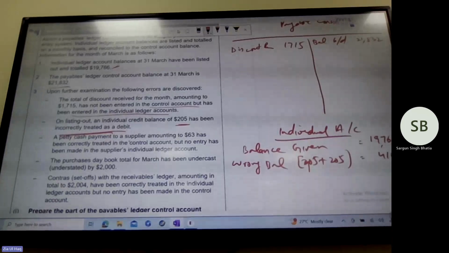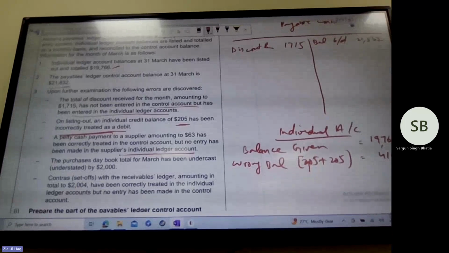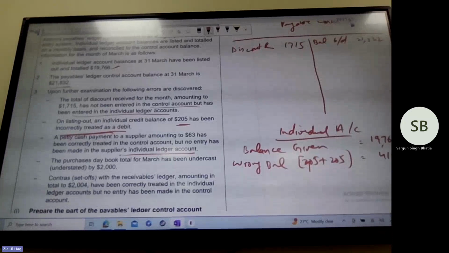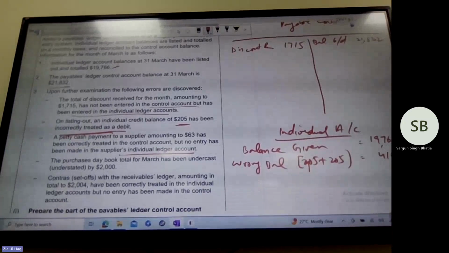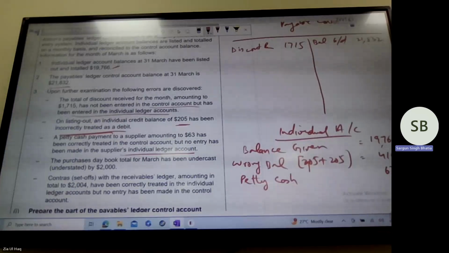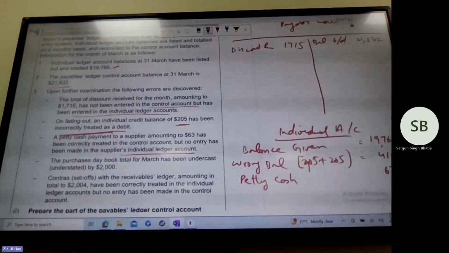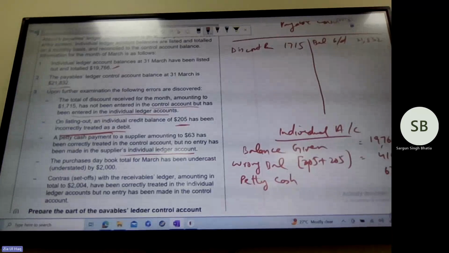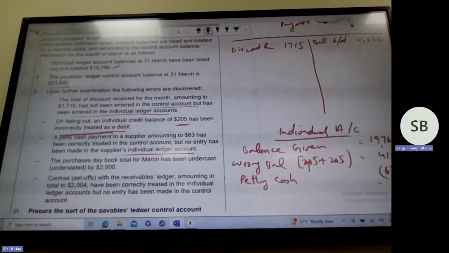Okay, next, a petty cash payment to a supplier amounting to 63 has been correctly treated in the control account, but no entry has been made in the supplier's individual ledger account. So we paid 63, a petty cash payment to a supplier. This means supplier debit, cash credit. So should the 63 be added or deducted? If you add, this will increase payable. You have made a payment of 63 to a supplier, which means payable debit, cash credit. So this should be deducted, because this balance is a credit balance. Yes, sir.